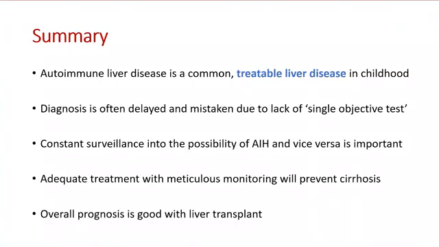That brings me to the end of the presentation. So I would like to sum up. Autoimmune liver disease is a common treatable liver disease in childhood. The diagnosis is often delayed and mistaken due to lack of a single objective test. Constant surveillance into the possibility of autoimmune hepatitis, and vice versa, is important. Adequate treatment with meticulous monitoring will prevent development of cirrhosis. And if a liver transplant is needed, the overall prognosis is good.